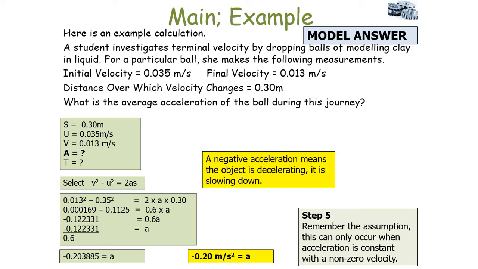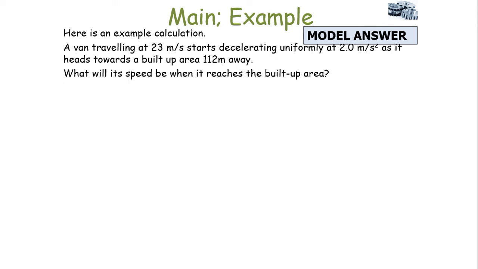So remember, why is it a minus? Because the object's decelerating, it's slowing down. So let's have a look at another type of question. A van is travelling at 23 meters per second. It starts decelerating uniformly at 2 meters per second squared as it heads towards a built-up area 112 meters away. What will its speed be when it reaches the built-up area?